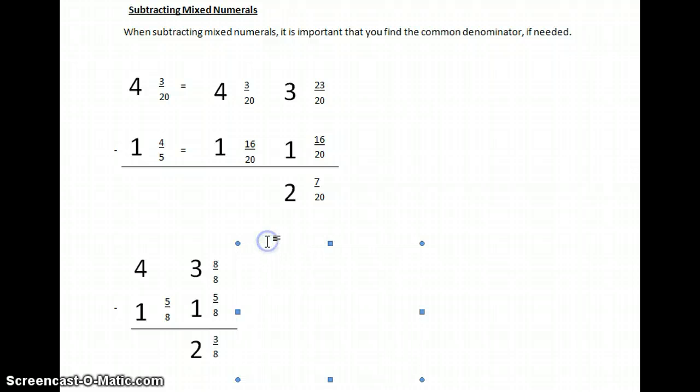So I'm going to get 3 and 8/8. And then I'll subtract 1 and 5/8. Now I can subtract: 8 minus 5 is 3/8. 3 minus 1 is 2. So you need to do that. Don't accidentally do 4 minus 1 is 3 and then call it 3 and 5/8.